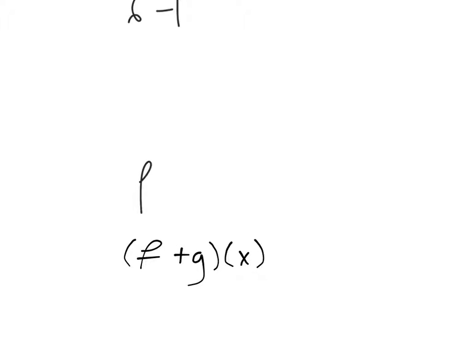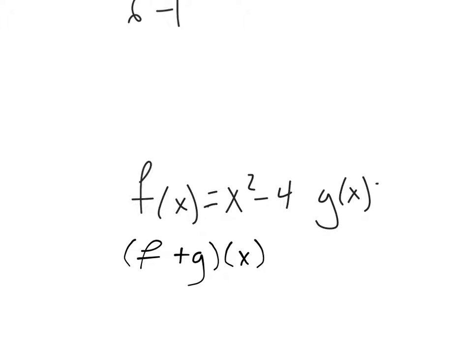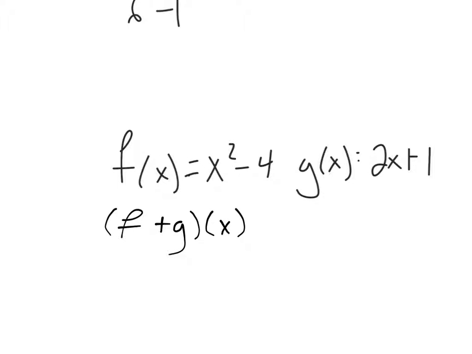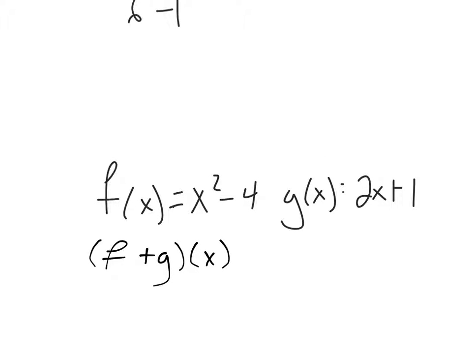f of x is equal to x squared minus 4, and g of x is equal to 2x plus 1. Okay? So what do you think this particular thing here, f plus g of x, is telling me to do? Add the two equations together.